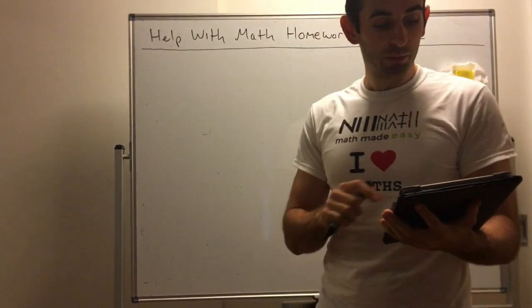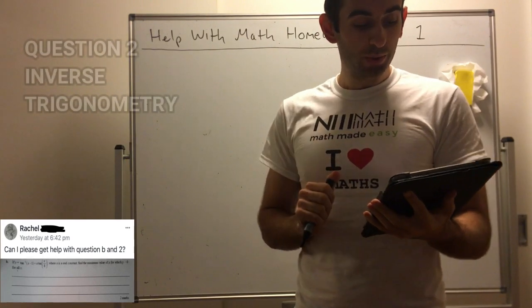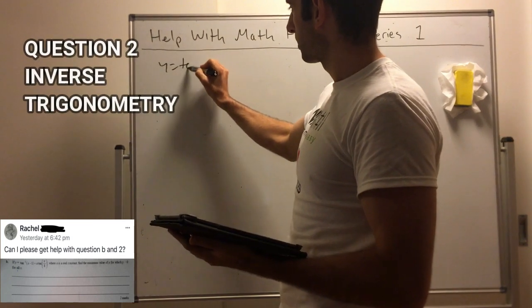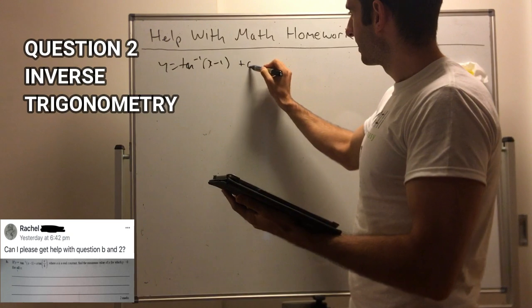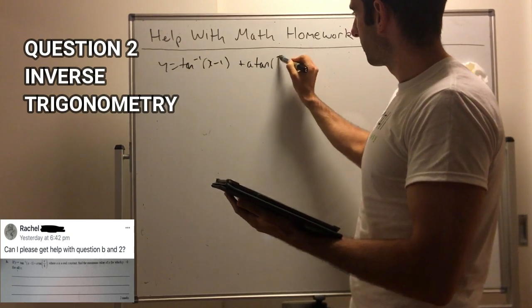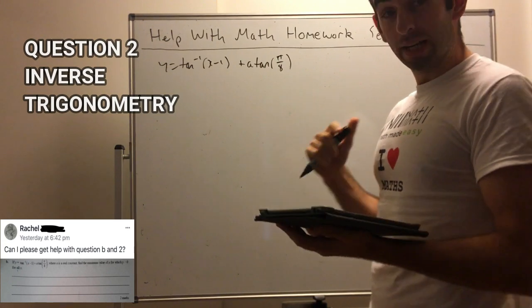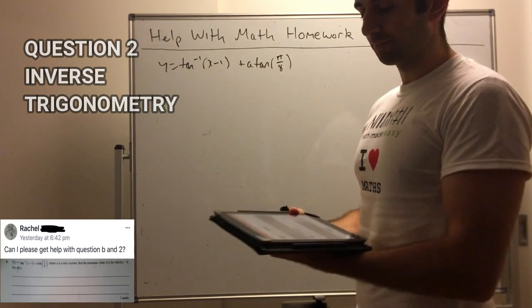Alright, next question comes from Rachel. So this is an inverse trig question. If y equals tan inverse, let's just write this down, (x minus 1) plus a tan pi on 8. A is a real constant. Find the minimum value of A for which y is greater than 0 for all x.